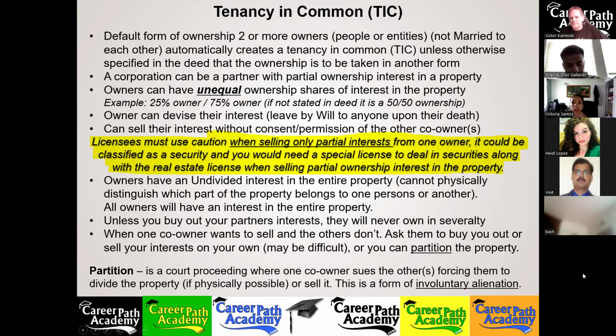I have a question. Shoot. What does security mean? Like, what is security? Security is like an investment.